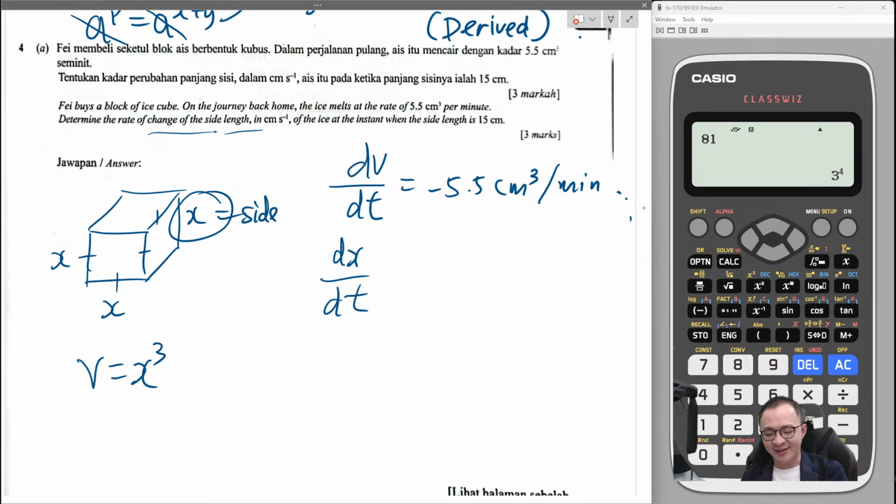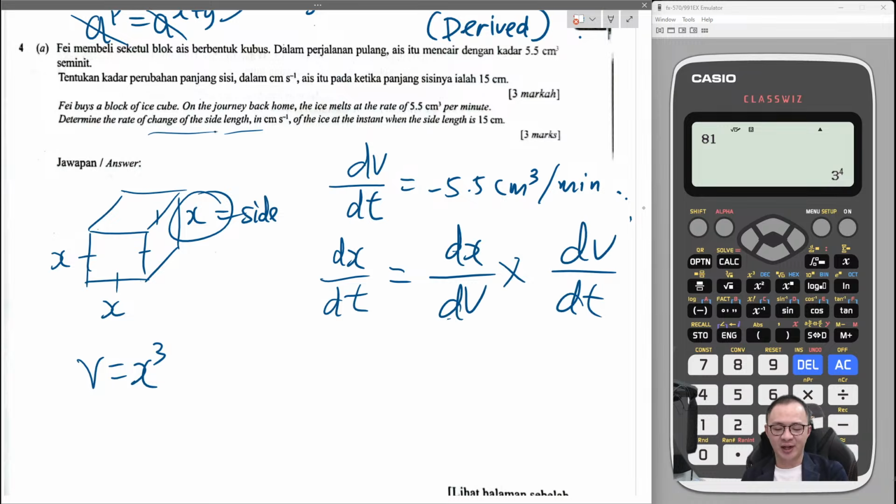So it's dx dt. From the chain rule, this is dx, this is dt. In the middle, obviously you can guess dV. So dV dt is already negative 5.5. I want to find dV dx. I have the volume formula here. I will differentiate it.